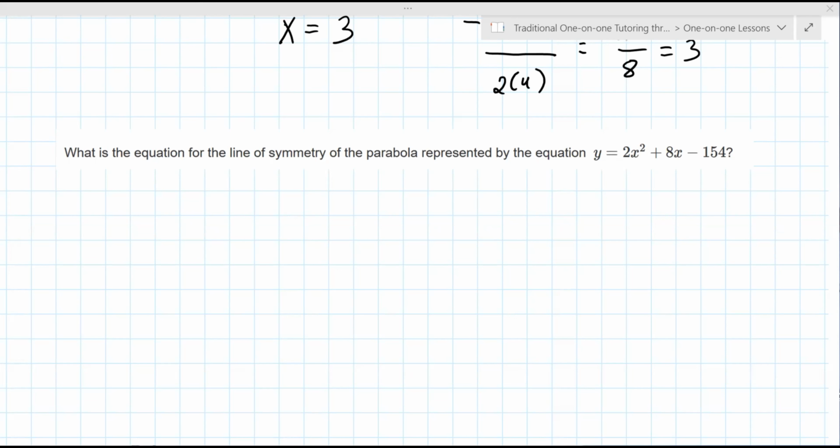You have an answer for me? I think so. Okay. What did you come up with? Negative 2, 100, negative 162. I'm just looking for the line of symmetry, Jeremiah.